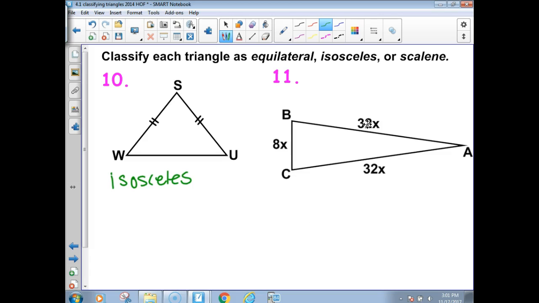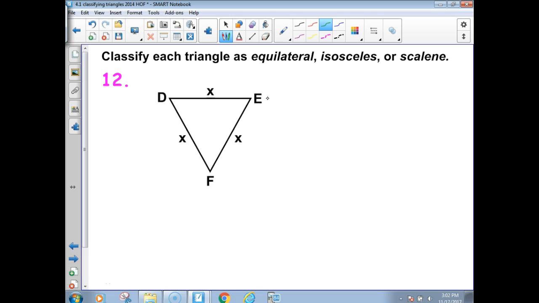11, what do you think? Yeah, you see these have the same mark. Now, granted, we can't figure out x based on the information given, but because these are marked with the same number, it would be isosceles. Okay, 12 would be all sides equal, equilateral.